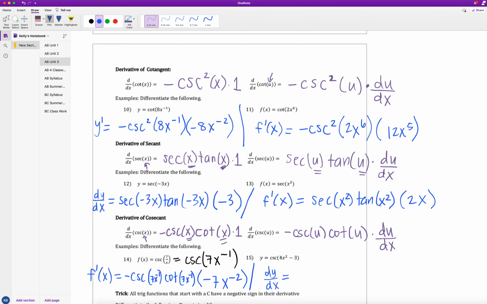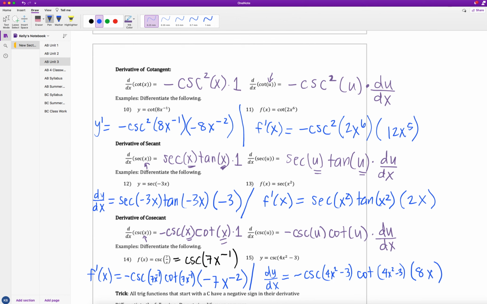Okay, let's check 15. We have a composition of functions. Cosecant is my outermost function. Derivative of cosecant is negative cosecant times cotangent. Both of those get the same input, which is the 4x squared minus 3 from the original function, times the derivative of that 4x squared minus 3, which would be an 8x. So we've now taken the derivative of all 6 trig functions: sine, cosine, tangent, cotangent, secant, and cosecant.